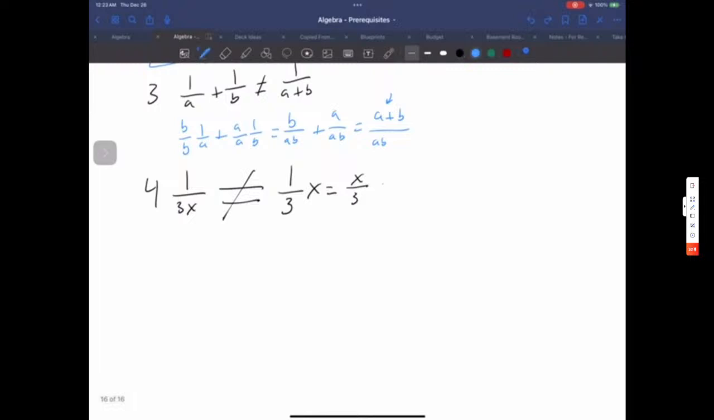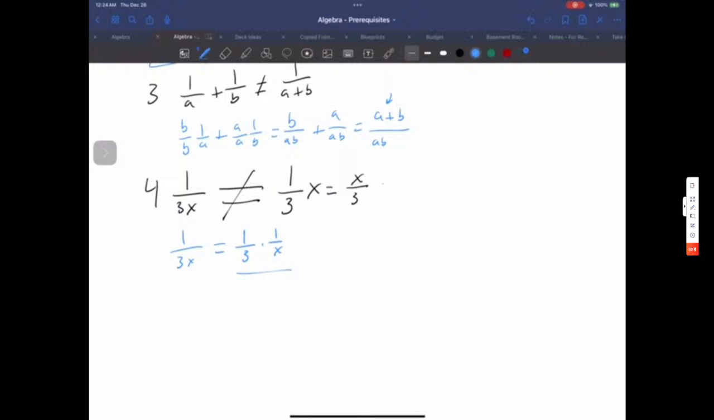So the correct thing is just to remember that 1 over 3x, without writing it with a negative exponent, is the same as 1 over 3 times 1 over x. Which is the same thing, but it's a different way of writing it that more people are used to.